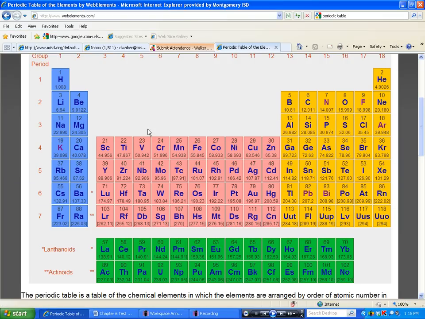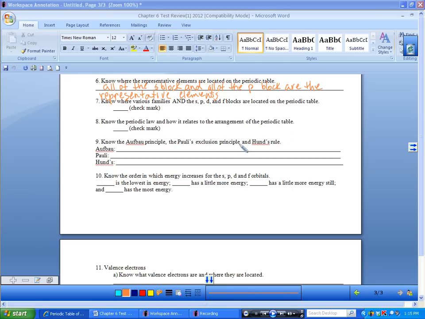Okay, so if you notice I didn't include these, the pink ones or the green ones. That's because these are transition metals. They can do all kinds of stuff depending on who they are attached to. So those are not representative. Okay? Just the S block and the P block.